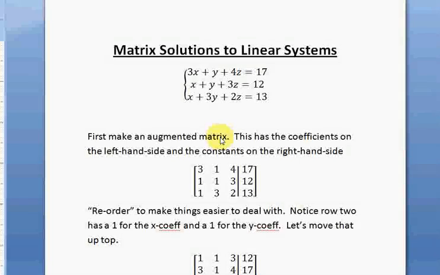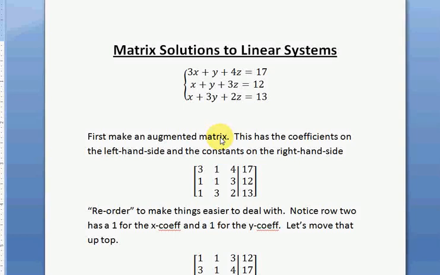We're going to look at matrix solutions to linear systems today. This is actually a very simple thing to do because it simply involves addition, subtraction, multiplication, and division, but the steps can be very long and drawn out, so I encourage you to really pay attention to what we're doing.